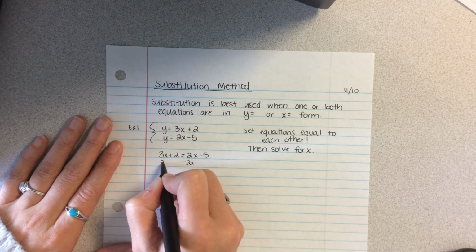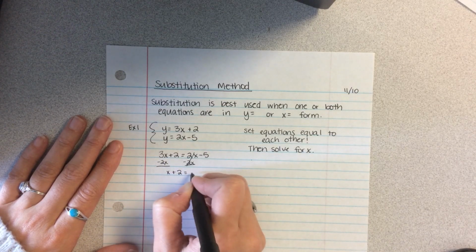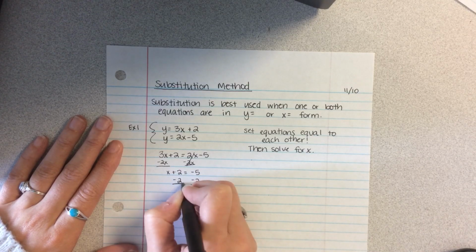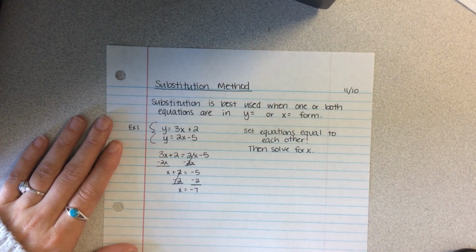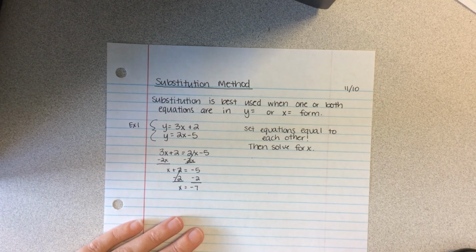So I'm going to subtract 2x from both sides, and I get x plus 2 equals negative 5. Then subtract 2 from both sides, and x is equal to negative 7. So that gives me what my x value is for this system of equations.